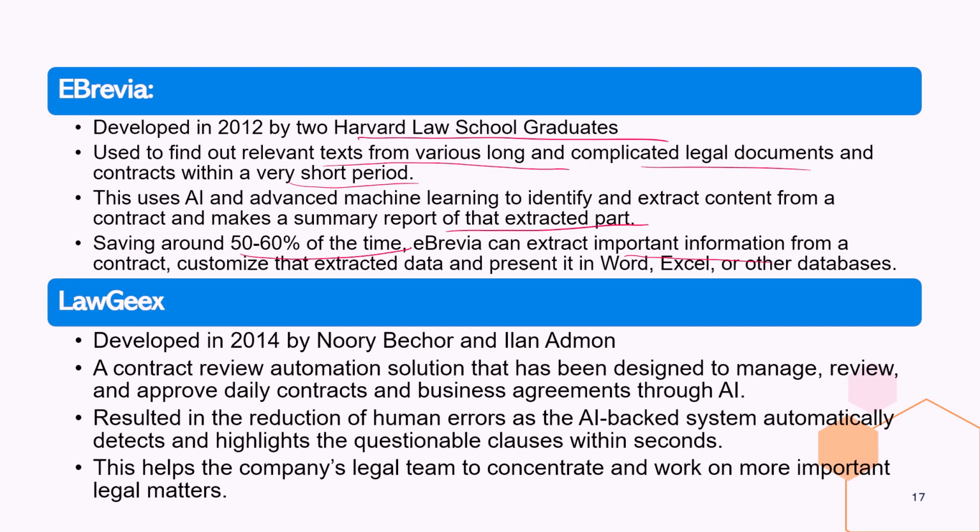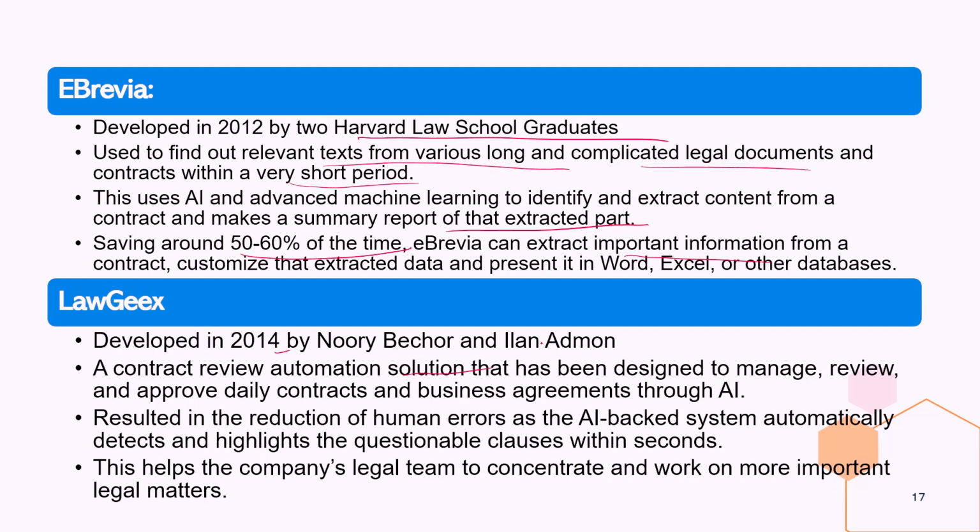So, this is also a very interesting tool which is used for the analysis of complicated legal documents, especially the analysis of contractual arrangements or contractual documents. LawGeex was developed in 2014 by Noory Bitansky and Ilan Admon, a contract review automation solution.